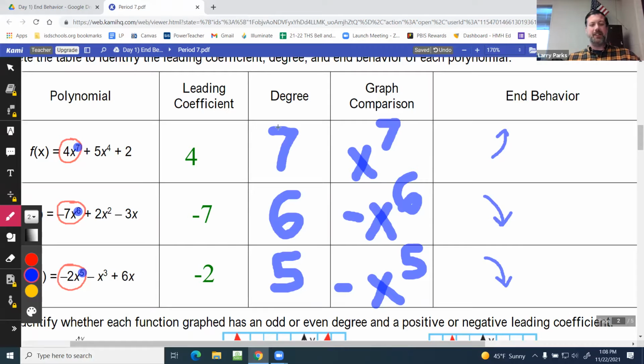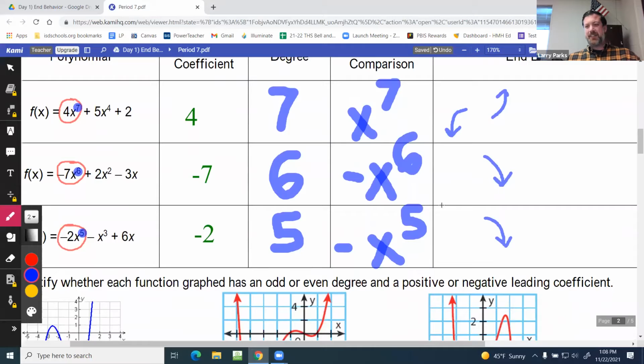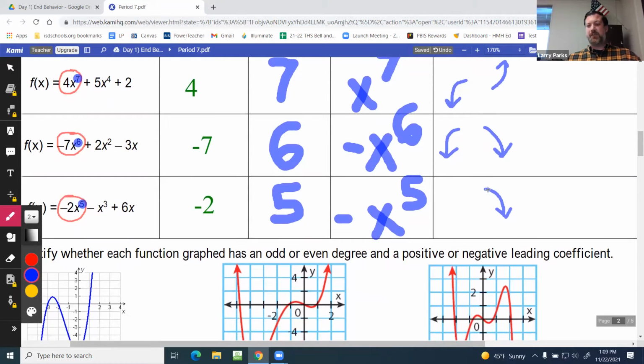Now, if you have an odd degree, it's going to do the opposite on the left. So if that went up, that one goes down. If it's an even degree, whatever it does on this side, it does on this side, because evens always repeat themselves. So even if this went down, that has to go down. If it had gone up, it'd go up. This is odd, so if this went down, the other side must go up.